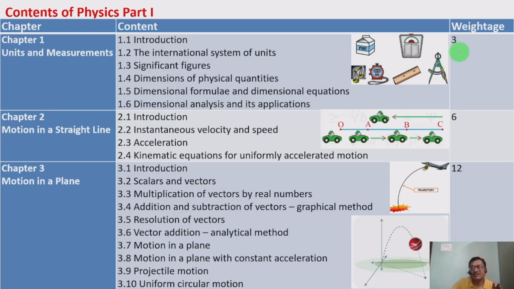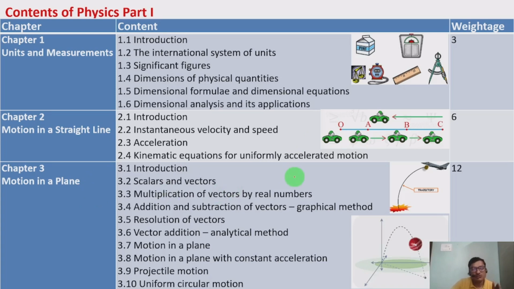It has the weightage of 3 marks in the examination. Chapter 2, motion in a straight line. It has 2.1 introduction, 2.2 instantaneous velocity and speed, 2.3 acceleration, 2.4 kinematic equations for uniformly accelerated motion. When the object is moving in a straight line, then the parameters concerned to that we are going to study in this chapter.